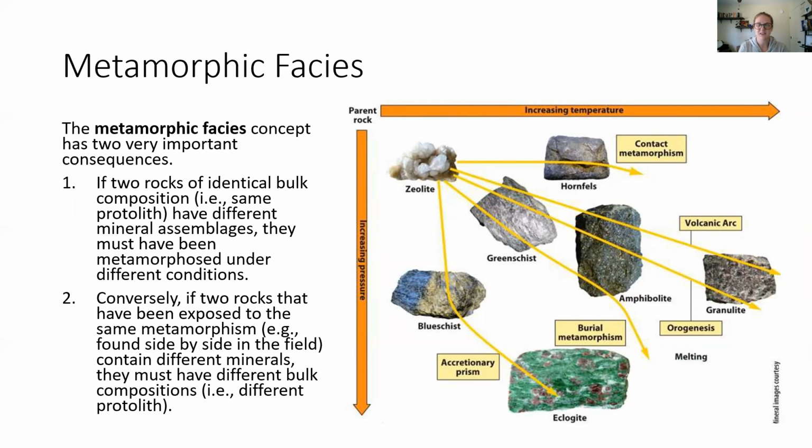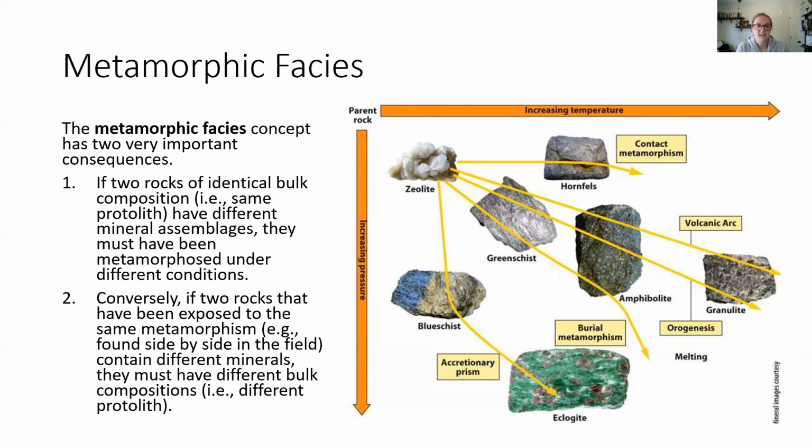So, right, looking at this image, you can see, well, maybe all of these rocks started as zeolite, so they all started with the same ingredients, but if it underwent contact metamorphism, that zeolite would turn into a hornfels. If it underwent intense pressure, it might have turned into a blue schist, right? Conversely, if two rocks that have been exposed to the same metamorphism have different mineral assemblages within them, they must have started from a different protolith, right?